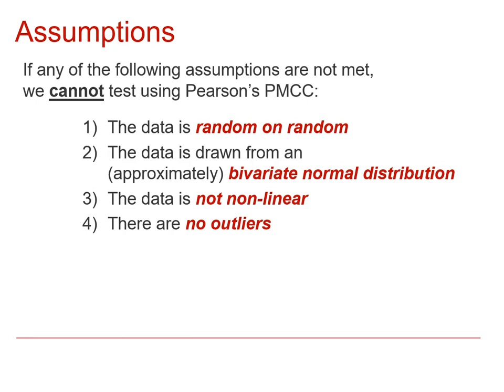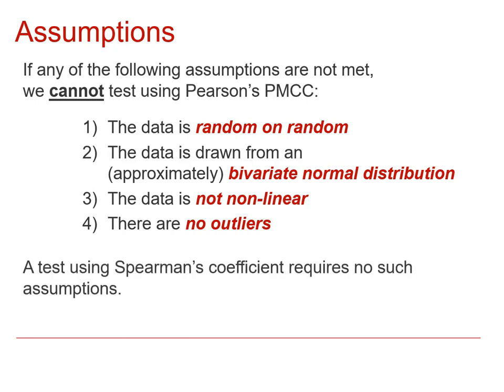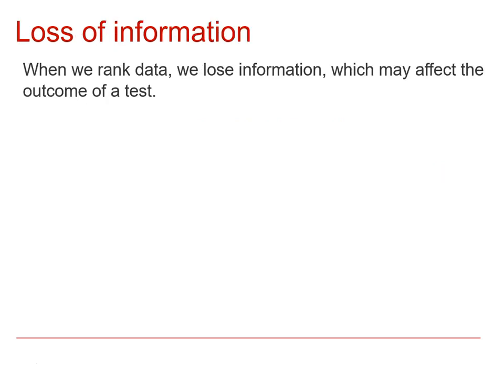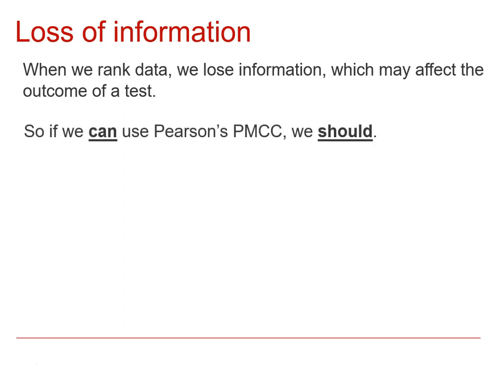If any of these following assumptions are not met, we cannot test using Pearson's product moment correlation coefficient. So the data needs to be random on random, approximately bivariate normal distribution, not nonlinear data, and no outliers. Whereas a test using Spearman's coefficient requires no such assumptions. Now there's an issue with Spearman because when we rank data, we lose information, which could affect the outcome of a test. So if we can use Pearson's product moment correlation coefficient, we should.